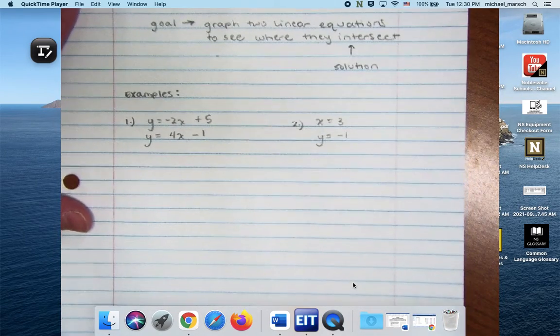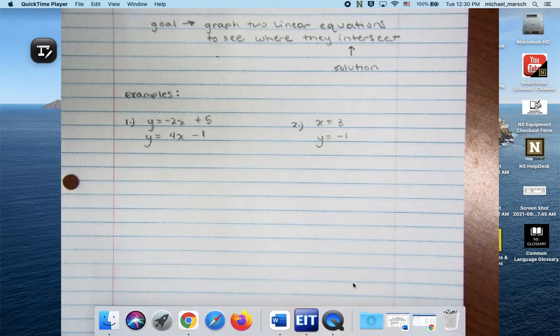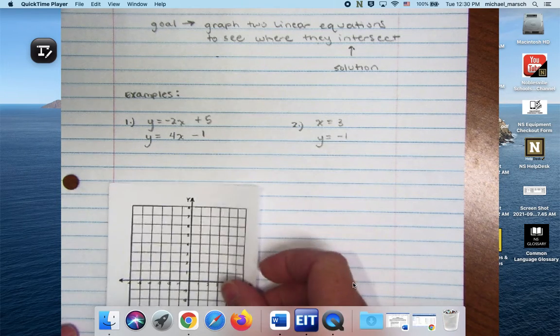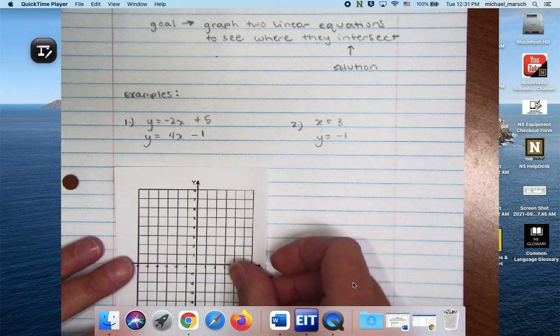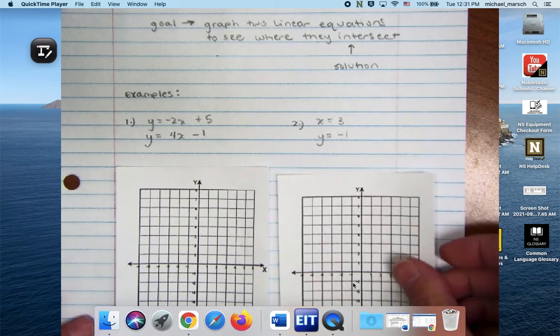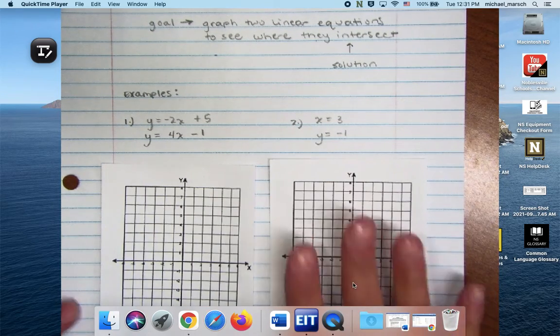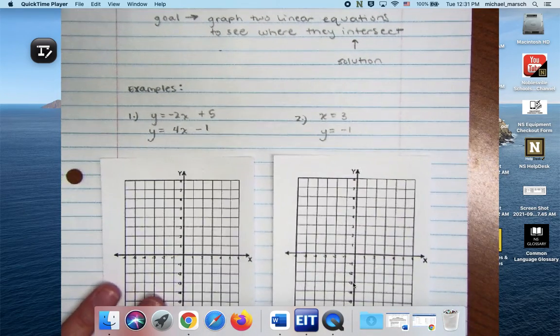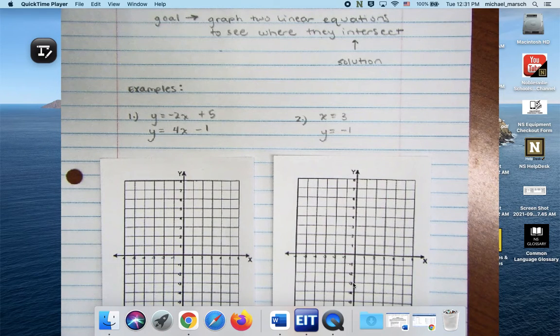So go ahead and write down those 2 systems, and then glue your graphs below them, and then just wait for further directions. I'm sorry? Yes, you're going to glue them in.